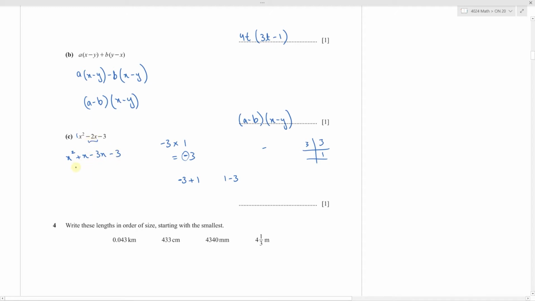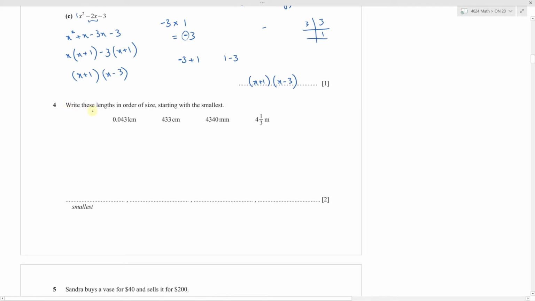So x minus 3x is minus 2x. Now I can take x common here from the first two. So this will be x into x plus 1 and minus 3 common here. So this will be x plus 1 as well. So this sign will change to positive because I took negative outside. So this will be x plus 1 into x minus 3.